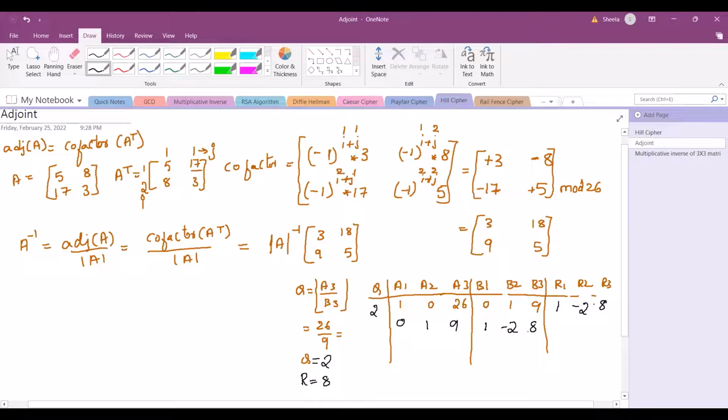9 divided by 8 means we get quotient 1 and remainder 1, and we have to see the remainders R1 and R2. R1 is nothing but A1 minus B1 into Q. Here A1 is 0, B1 is 1. So we get the value 0 minus 1, so the value is minus 1.